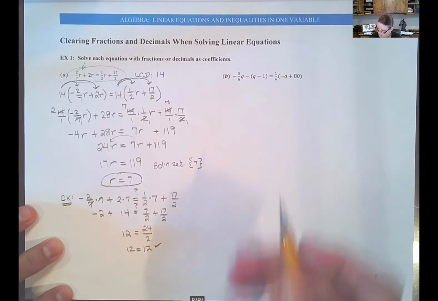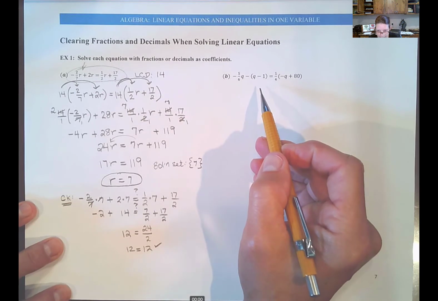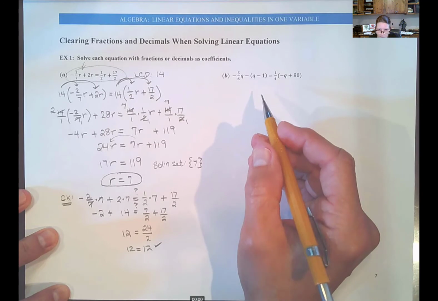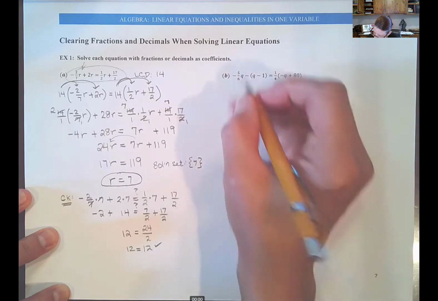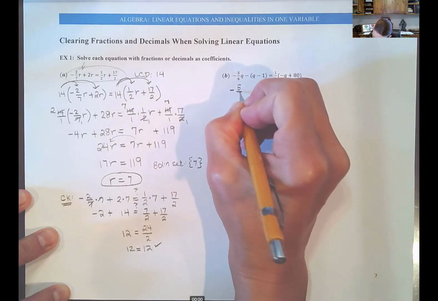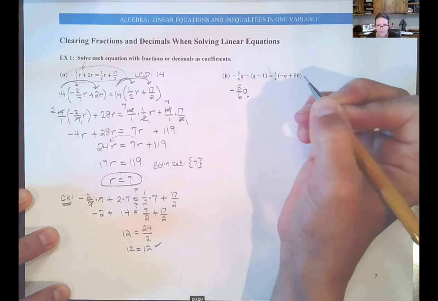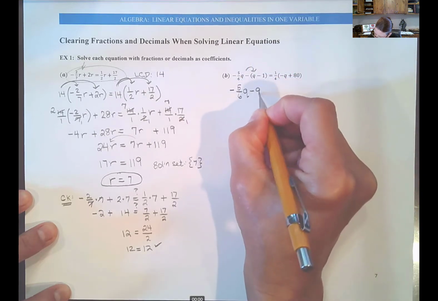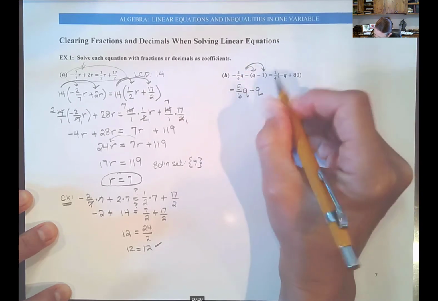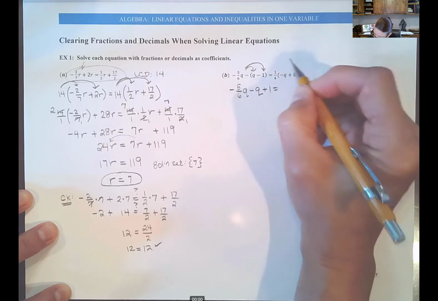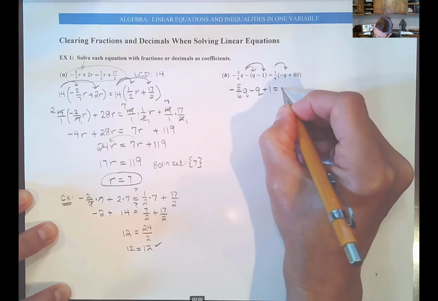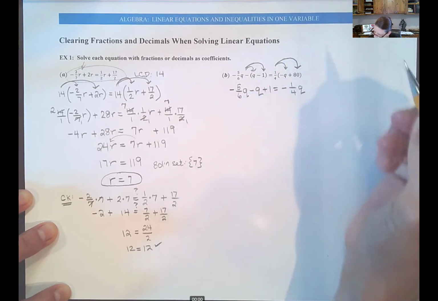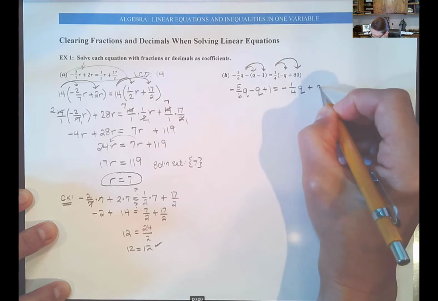In part B. This is a little bit more complicated. I think I'd like to use the distributive property first before I clear the fractions. And so let's do that. Negative 5/6 q minus q plus 1 is equal to negative 1/4 q. 1/4 of 80 is 20, so that's a plus 20.